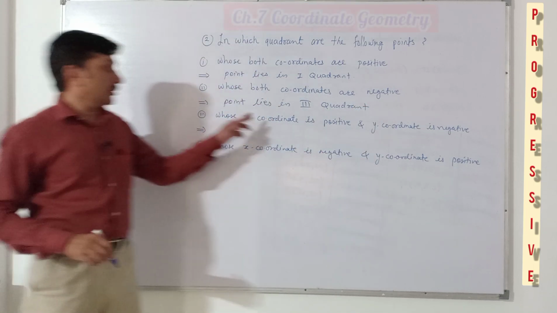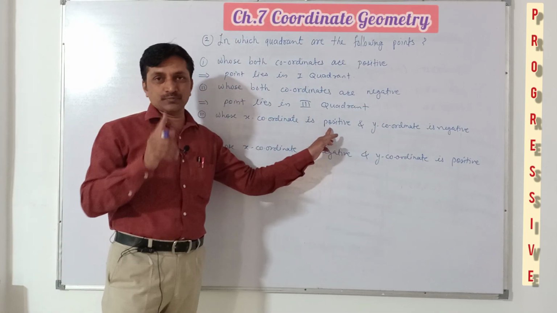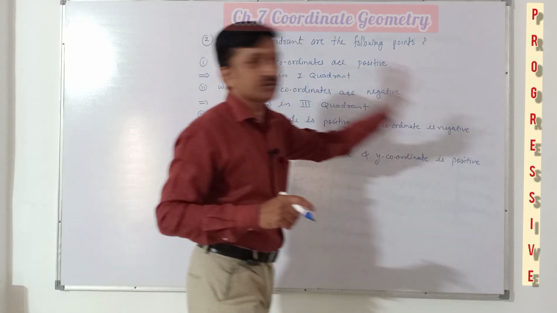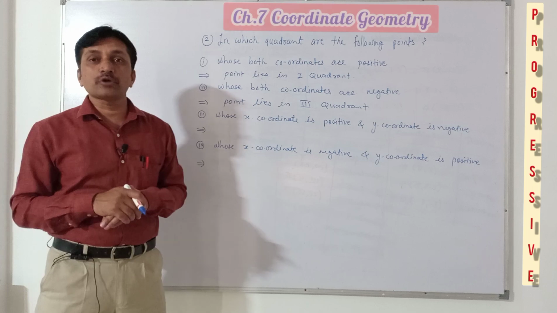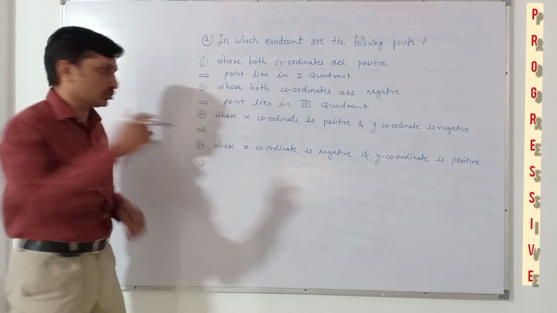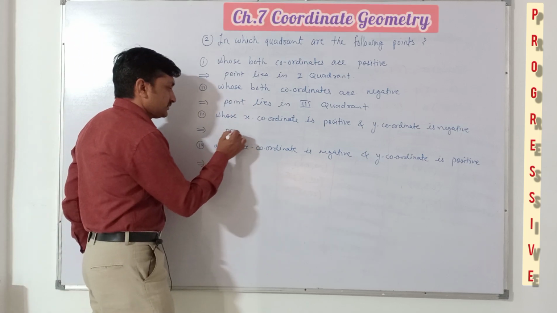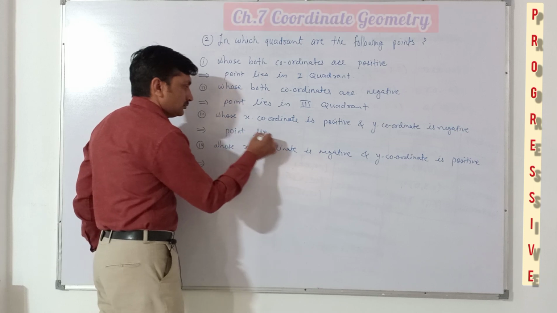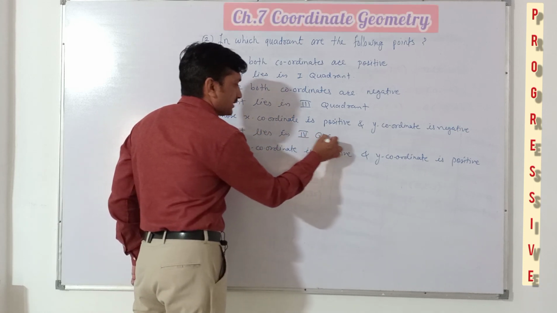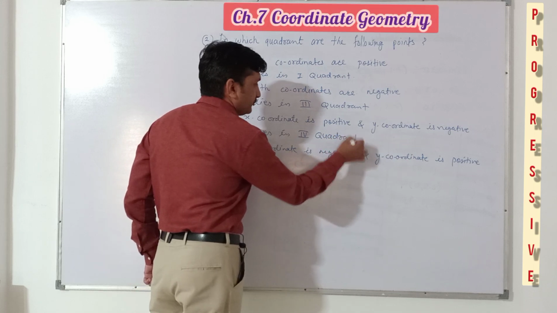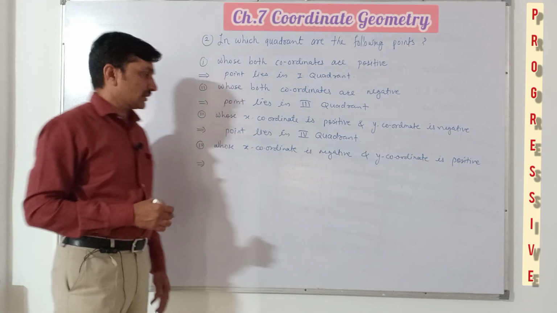Okay? X coordinate is positive, y coordinate is negative. Positive, negative. Now positive, negative in which quadrant? In fourth quadrant. Point lies in fourth quadrant. Positive, negative. That you have to remember, or roughly you can write.